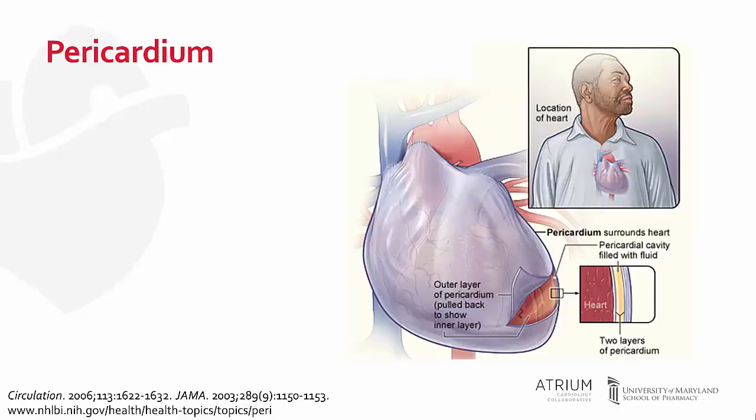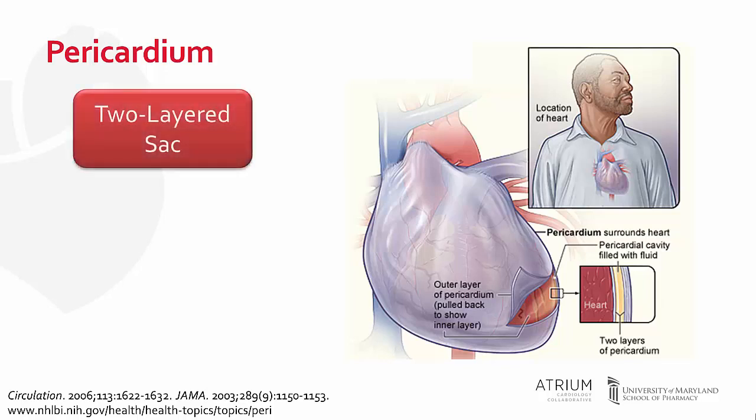To begin, it's important to understand the anatomy and physiology of the pericardium. As you can see in the picture on the right, the pericardium is a two-layered sac that surrounds the heart. Between the layers is the fluid-filled pericardial cavity that serves as a lubricant. The pericardium is an important membrane.